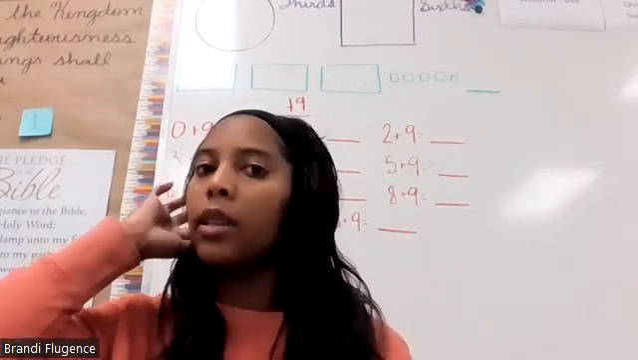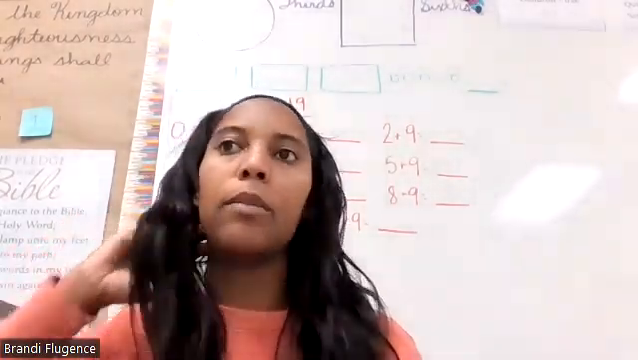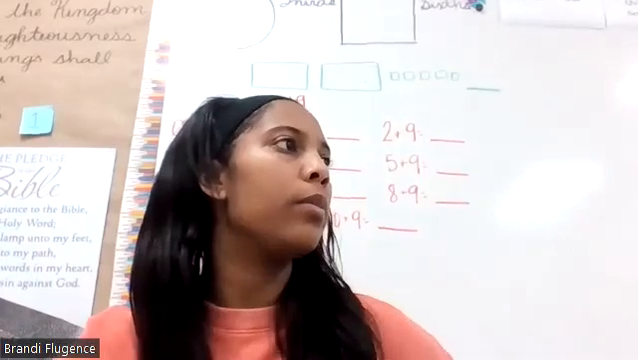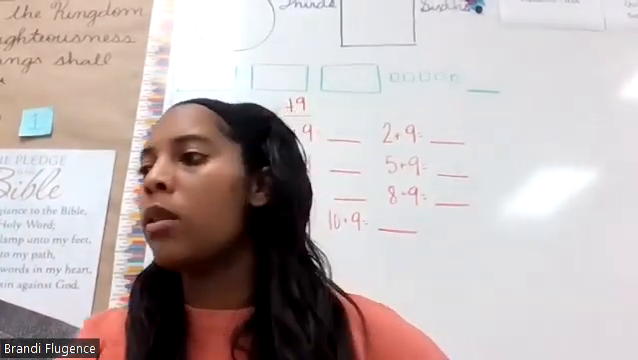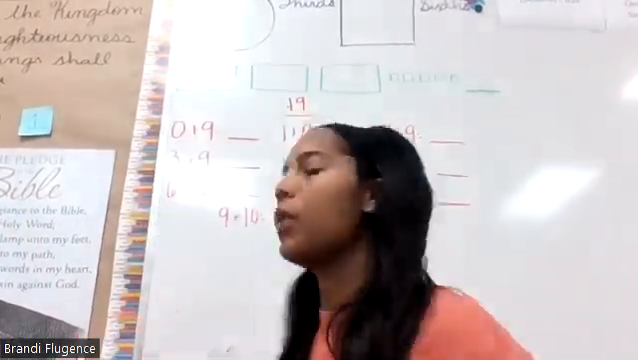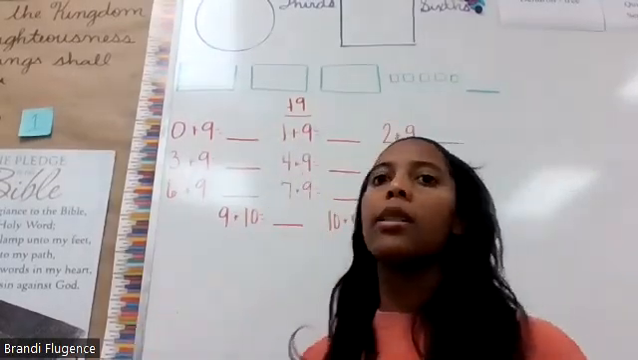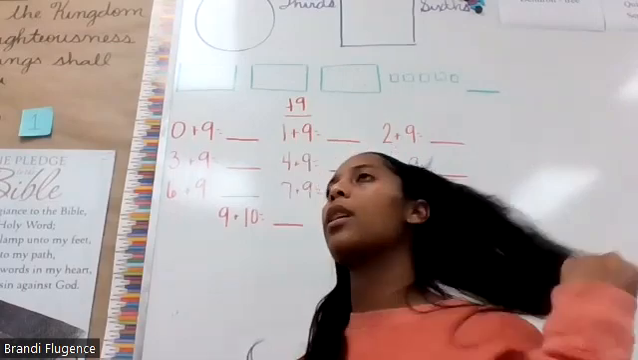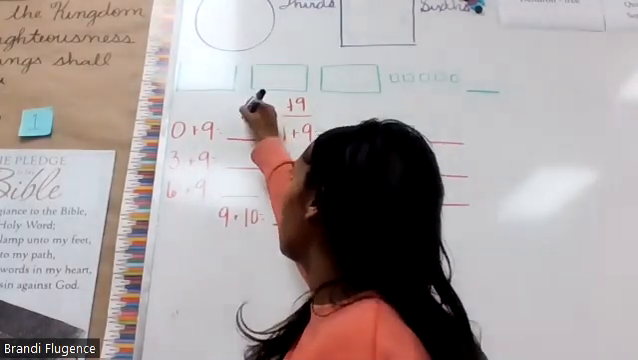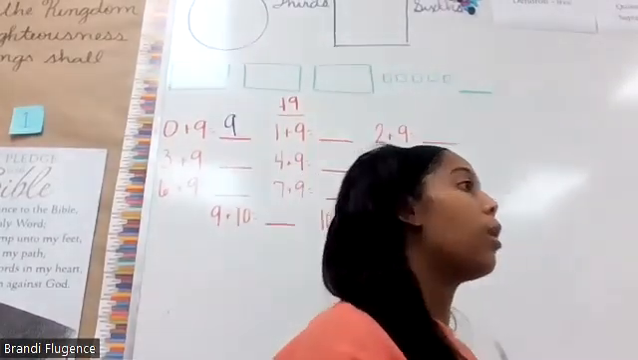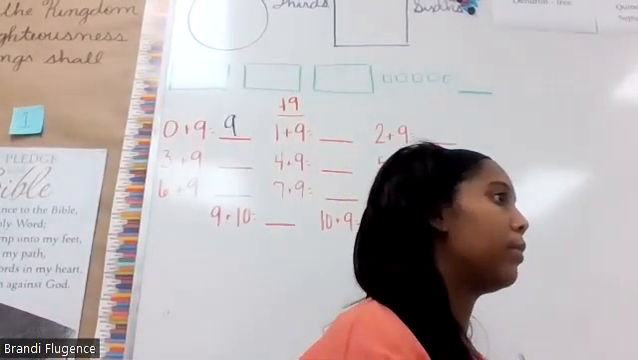Okay, all right. So these are plus 9 facts. These are our new math facts that we're going to be learning. Let's go ahead and get started. I'll do it on the board first, and then we'll fill it in. So we have 0 + 9. That's pretty simple. We know that 0 + 9 is going to be 9 because it's 0.